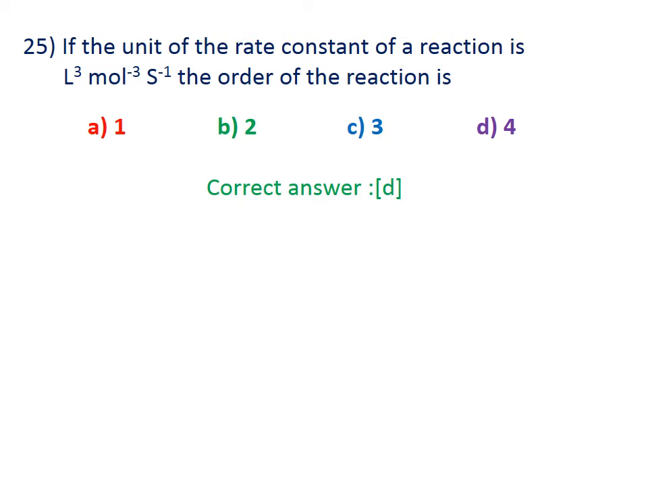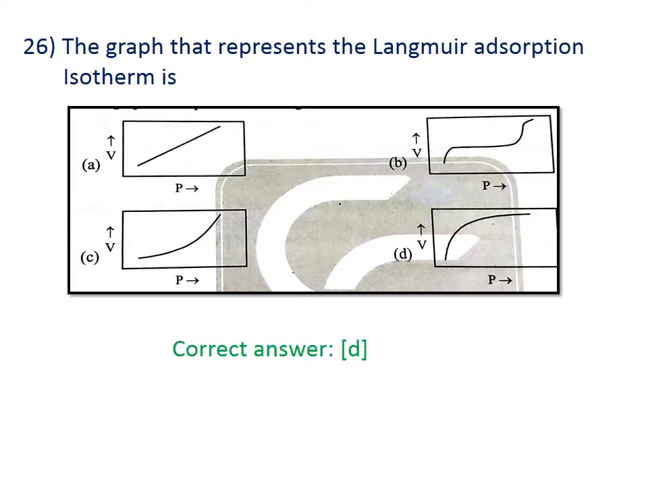The correct answer is D. The graph that represents the Langmuir adsorption isotherm. According to the Langmuir adsorption, as pressure increases, the volume increases sharply at first. At higher pressure it is almost constant. PV is constant at higher pressure. Therefore it gives a straight line. No variation is observed at higher pressure. Therefore option D is correct.